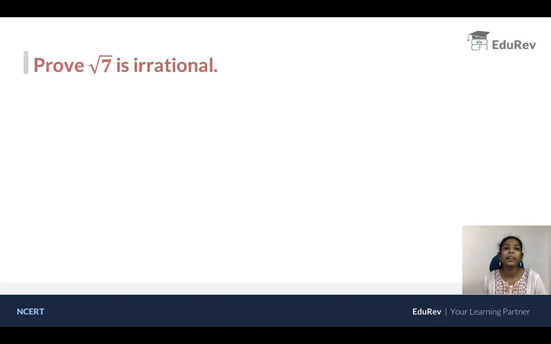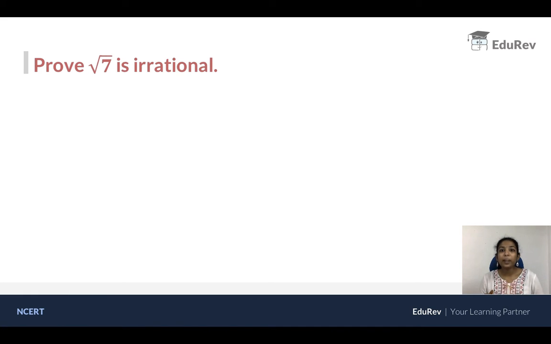Prove root 7 is irrational. To do this, I will be using the theorem we have just studied, and I will be using an approach called method of contradiction. What is that? If I am supposed to prove a statement, I will take an assumption which is actually opposite of that statement, and then I will proceed further.